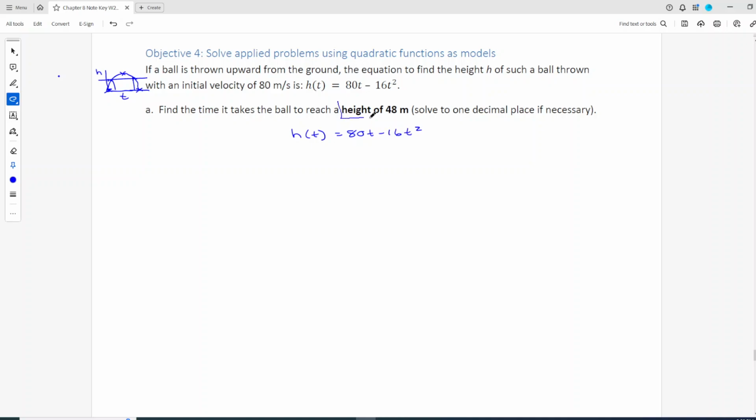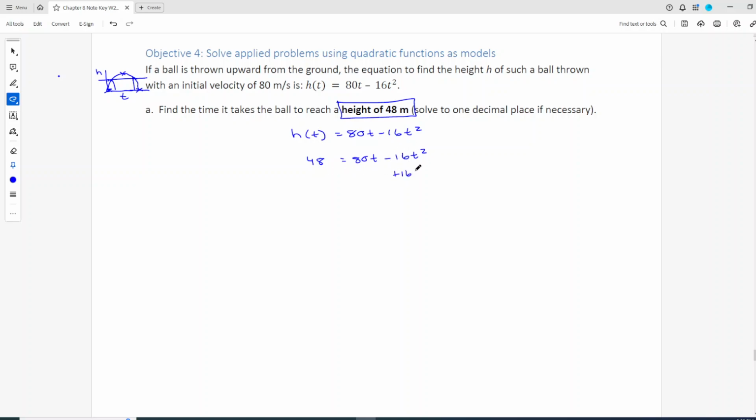Now that's way too many variables. So what they will always do is give you the height. So they're saying find the time it takes the ball to reach a height of 48 meters. So we're going to put 48 in for h of t, and then we're left with 48 equals 80t minus 16t squared. Now, this is a quadratic equation for us to solve. We can try factoring, the square root property, completing the square, or the quadratic formula. But no matter which one, the first thing I would do is move everything to one side. I don't like dealing with negatives, so I'll just move it to the other side.